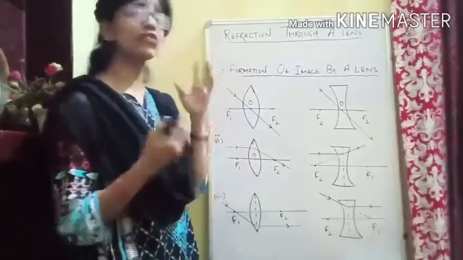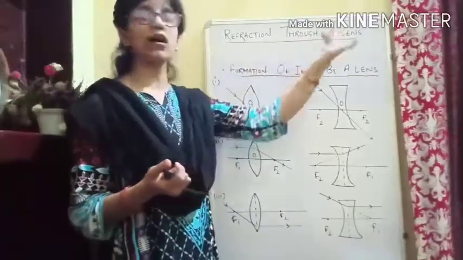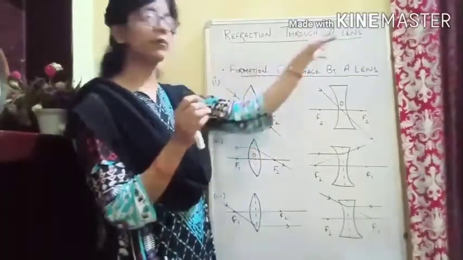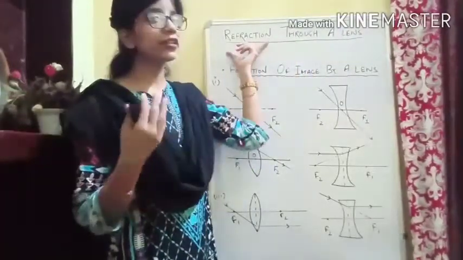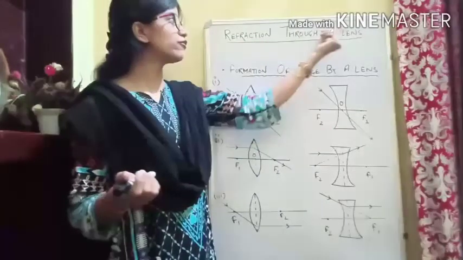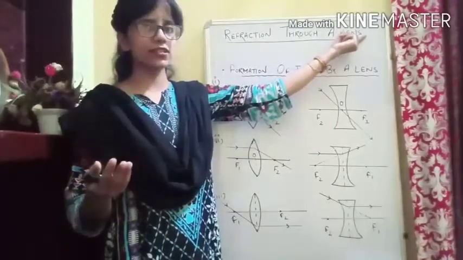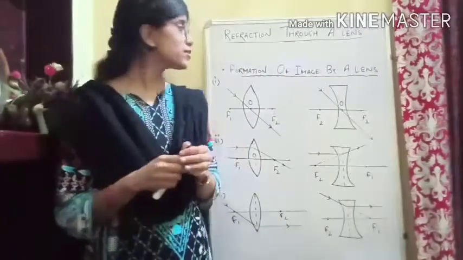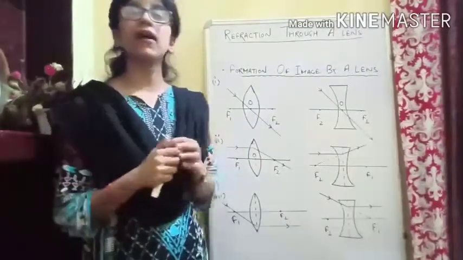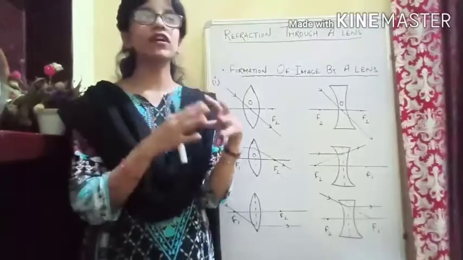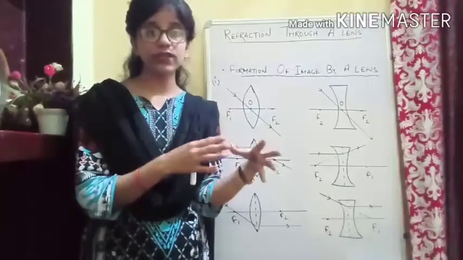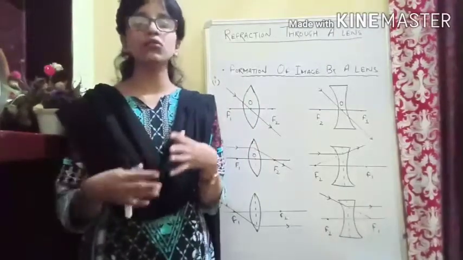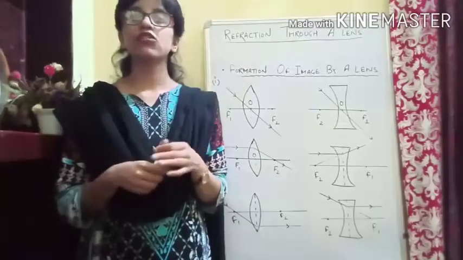Okay, so the chapter is refraction through a lens. I hope everything in the chapter you know. Refraction you already have learned, that is bending of light, and we have learned the kind of lenses we are going to use. Now the topic is formation of image by a lens, that when we are having a convex lens or a concave lens, how there is a formation of image.